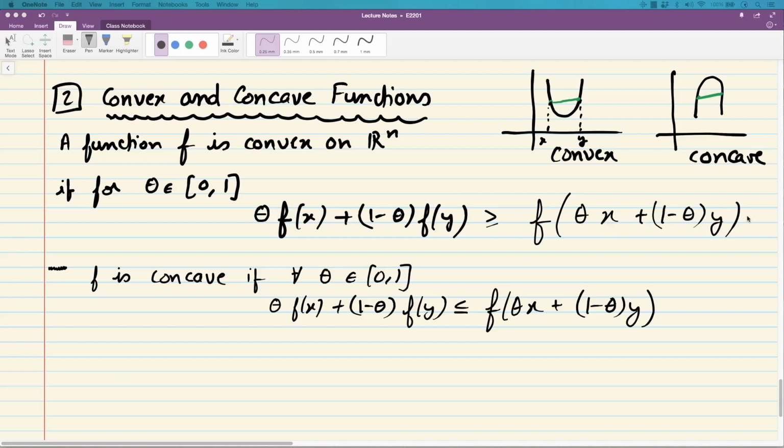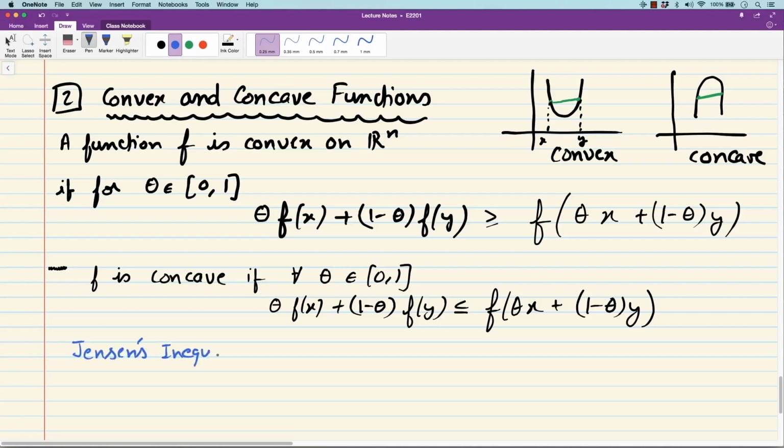From 2 you can go to any finite number of points. First you can go to 3 points by just repeating it 2 times, and then 4 and so on and so forth. So you can go to a finite number of points. But in fact, a more general version of this bound holds, and that's called Jensen's inequality. So that's a very important tool to remember. I'll note it down here. Jensen's inequality.